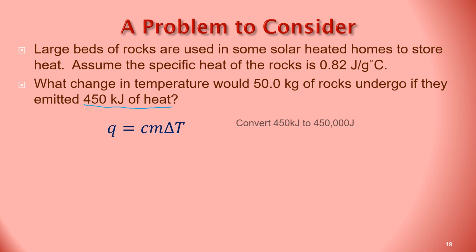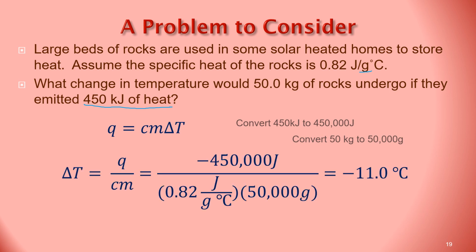So if we rearrange this equation, first we have to convert, because C is given in joules and our heat is given in kilojoules, so we have to convert one to the other. It doesn't matter which one. It's probably easier to convert our 450 kilojoules to joules. So 450 kilojoules is 450,000 joules. Let's also convert kilograms to grams, because again, the unit for the specific heat is in grams, so we have to convert our mass to grams.